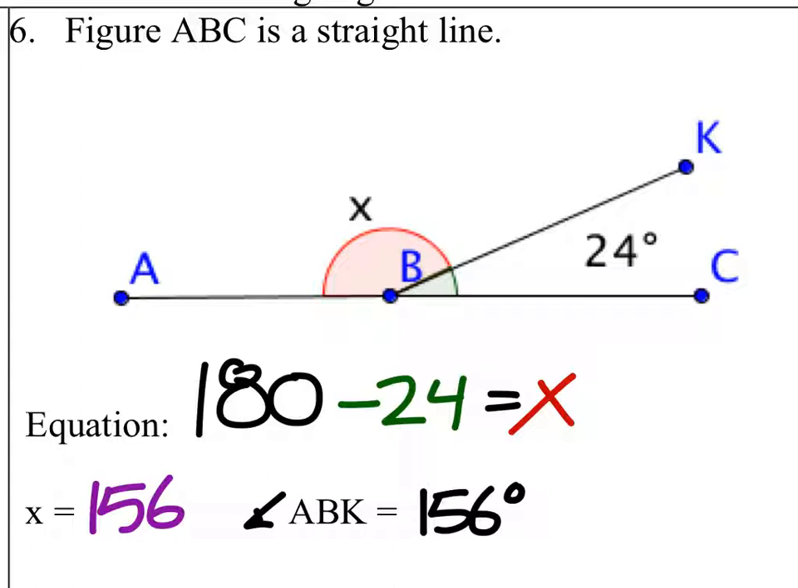Now in the future, what we're going to probably see is something like 2x right there. So that's going to change the equation just a little bit, but we'll look at those. What that means is that we don't have to label the x unless it's labeled as an angle.